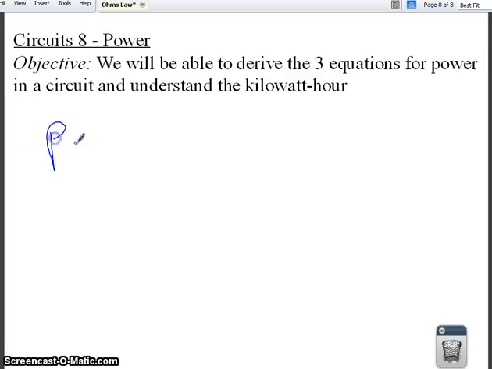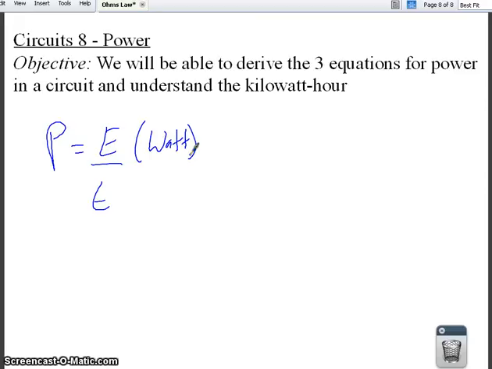As we know from mechanics, power is equal to energy per time. Energy per unit of time, okay? And the unit for power is the watt. So nothing is going to be changed there. Power is energy per unit time, and power is known as the watt.